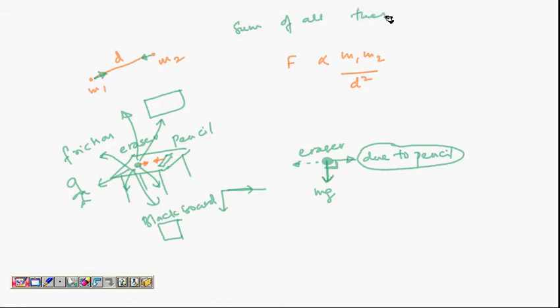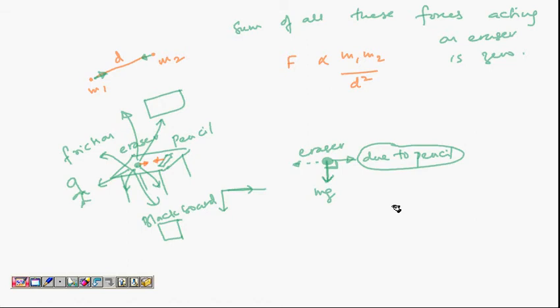Sum of all these forces acting on the eraser is zero. So that is a very crystal clear argument. The eraser doesn't move because not only the pencil, but the table, the blackboard, the person, the roof, the air molecules, the walls, everything is attracting the eraser. So on the whole, all these forces add up to zero.